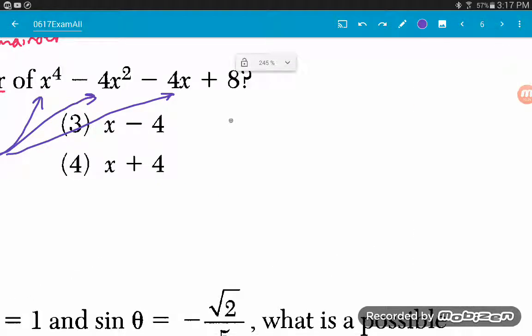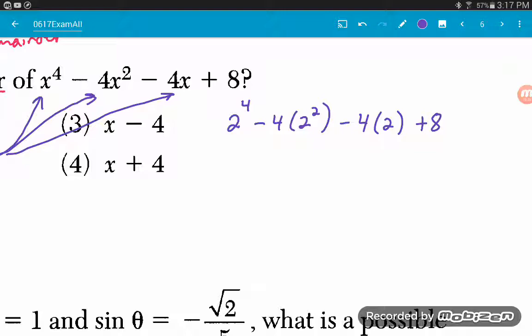If I plug in positive 2, x to the 4th becomes 2 to the 4th, minus 4x squared becomes minus 4 times 2 squared, minus 4x becomes minus 4 times 2, plus 8. 2 to the 4th is 2, 4, 8, 16. This becomes 4 times 4, so this is minus 16. Minus 4 times 2 is minus 8, plus 8.